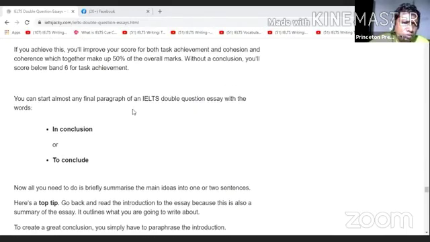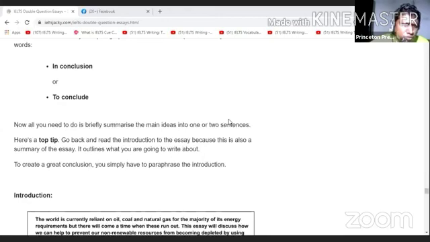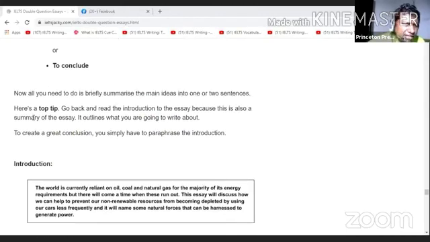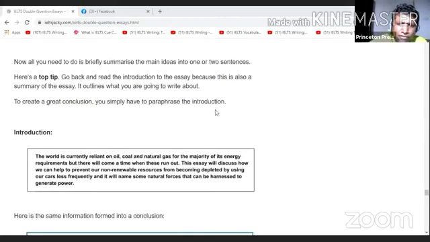You can start almost any final paragraph of an IELTS double question essay with the words "in conclusion" to conclude. It doesn't really matter whether you write very fancy words instead of these. Now, all you need to do is briefly summarize. Here is a top tip. Go back and read the introduction to the essay, because this is also a summary of the essay. It outlines what you're going to write about. To create a great conclusion, you simply have to paraphrase the introduction.